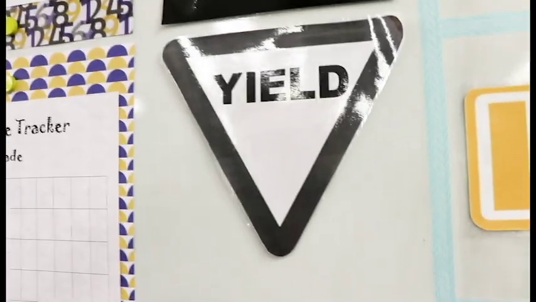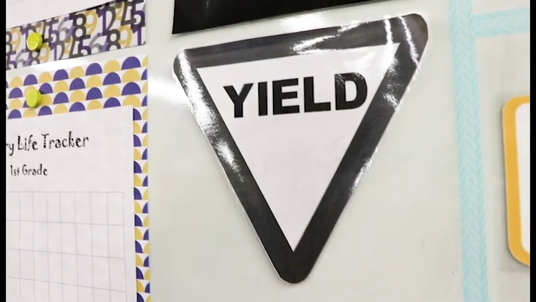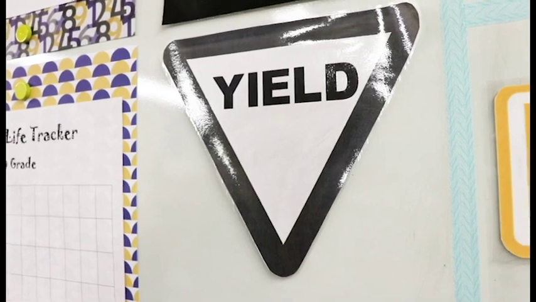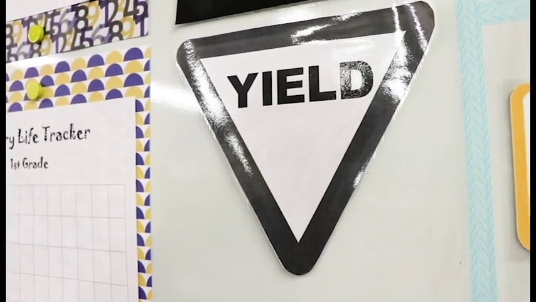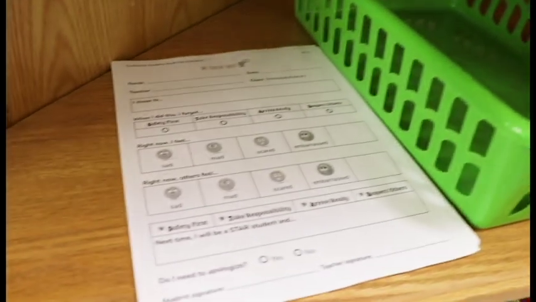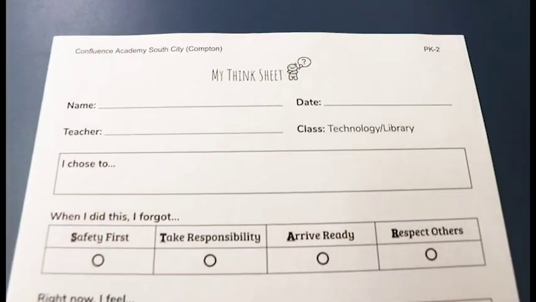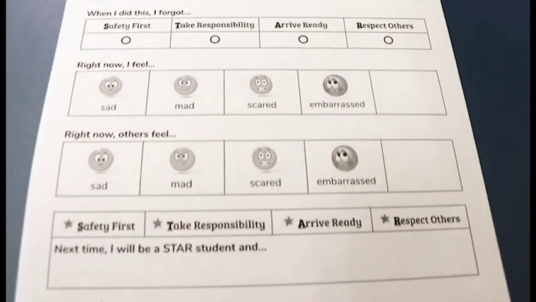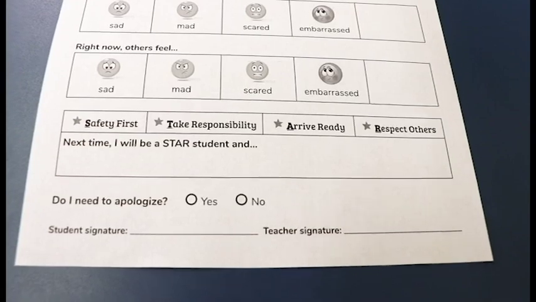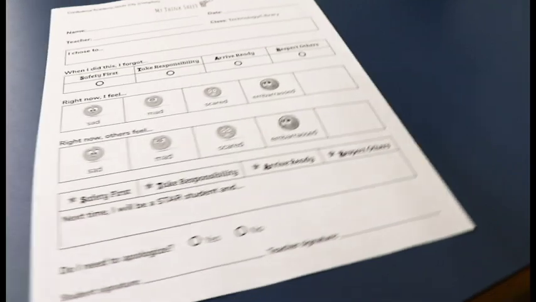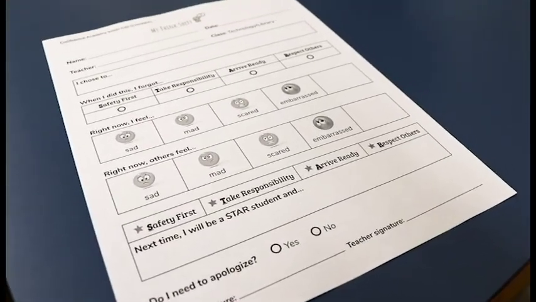So I also have this little yield sign here, and that's just to give students a little reminder to slow down, step back, and think about what you're doing and saying a little bit. It's just a reminder individually before I give them the think sheet. So our think sheets are right over here. I made this think sheet earlier this year because I noticed that the think sheet that we had was made pretty much for older kids, and I didn't think that it was going to be very beneficial for most of the students, so I needed something that was a little bit more concrete for the younger kiddos.